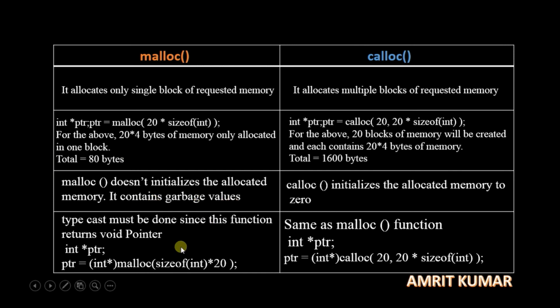And the next most important point is that typecast must be done, since this function returns a void pointer. Therefore typecast is necessary in malloc and also in calloc. You can see here the typecasting is required, so you need to use the typecasting here. I am just using the concept of pointer. ptr is a pointer of integer data type, so I am going to allocate a memory of 20 into 4 size, which means 80 bytes of memory for this ptr variable. And this is the typecasting that tells the compiler that I am using the integer data type. Therefore you need to write int * for typecasting, since this function returns a void pointer.